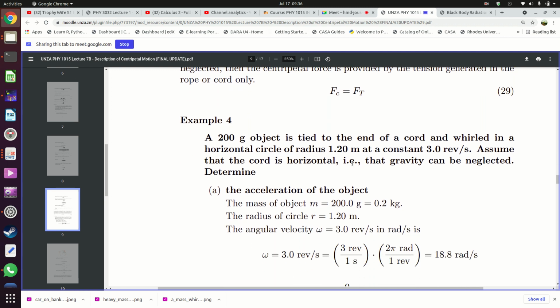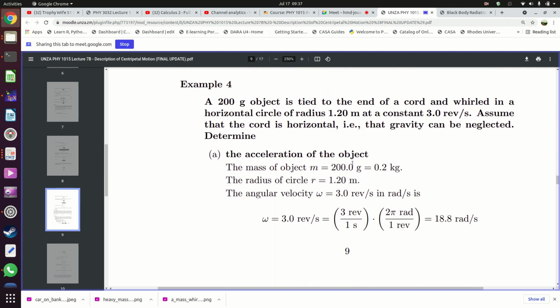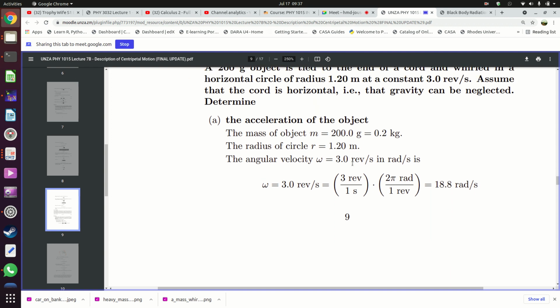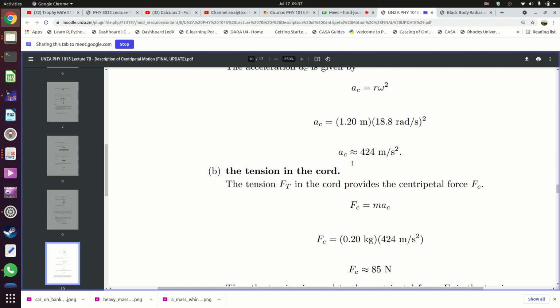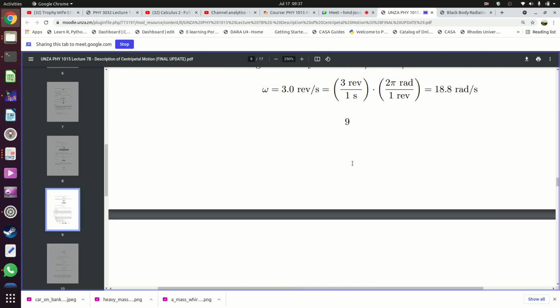So we have an example of this. A 20 kg object is tied to the end of a cord and whirled in a horizontal circle of radius 1.2 at a speed of 3 revolutions per second. Assume that the cord is horizontal, so it's moving in a flat circle. Neglect the weight, that is, gravity can be neglected. Determine the acceleration of the object, which is the centripetal acceleration, and the tension in the cord. The tension is the one which is providing the centripetal force.